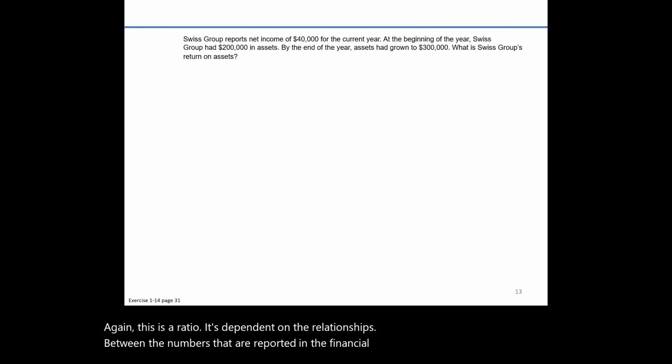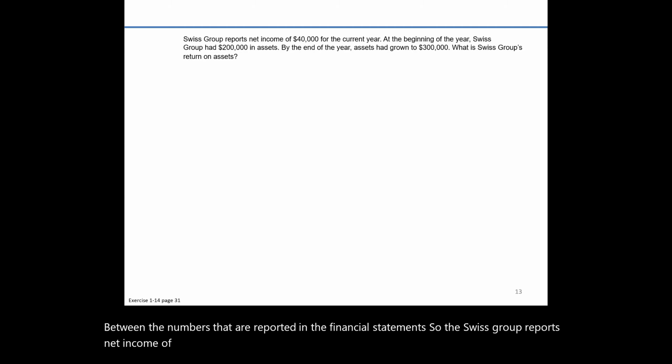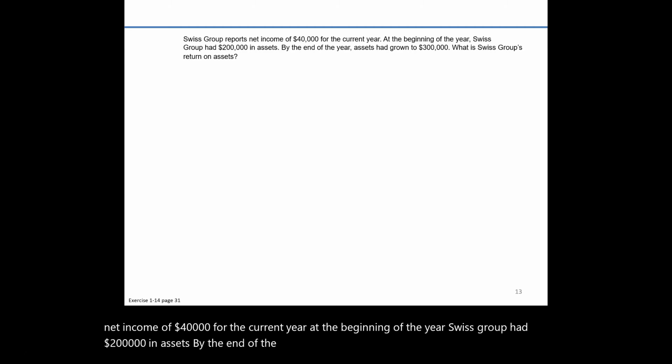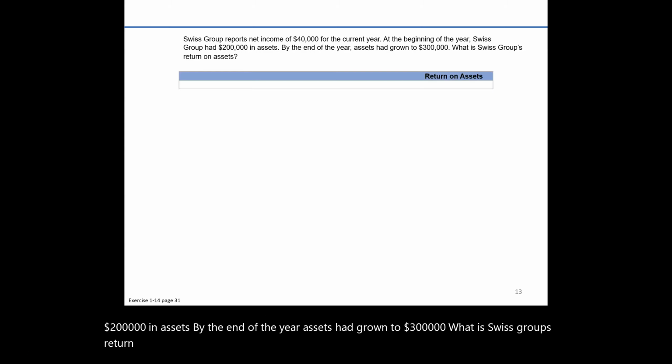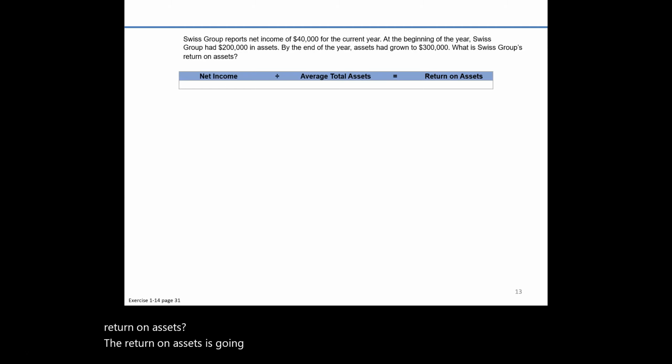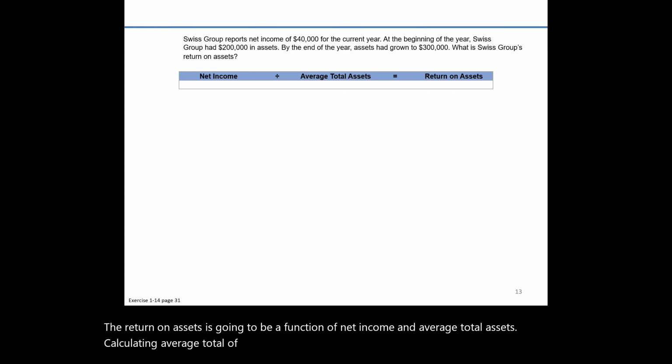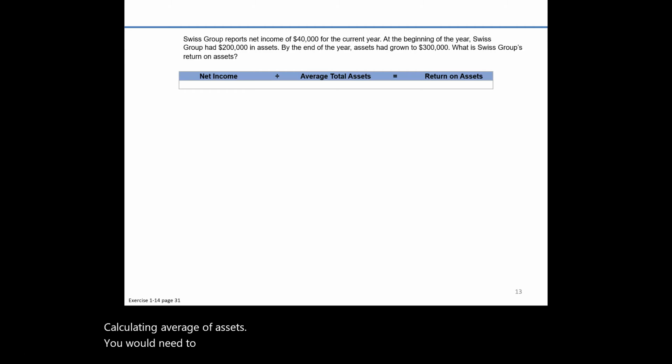So the Swiss Group reports net income of $40,000 for the current year. At the beginning of the year, Swiss Group had $200,000 in assets. By the end of the year, assets had grown to $300,000. What is Swiss Group's return on assets? Well, the return on assets is going to be a function of net income and average total assets. Calculating average total assets, you would need to add the beginning and the ending balances of assets and divide by 2.